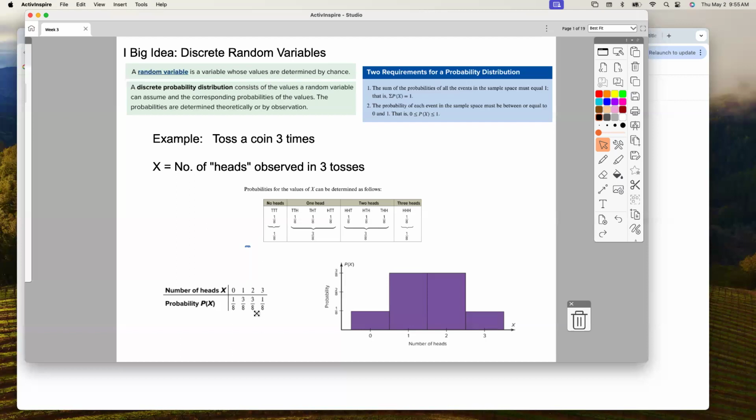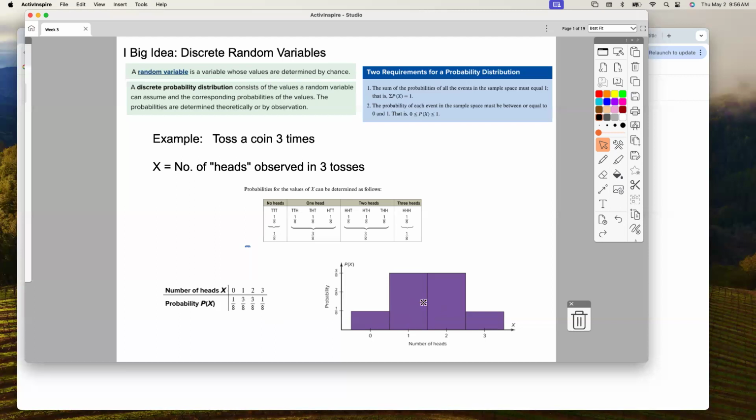And you can see all the probabilities are between 0 and 1. And if you add them all up, 1/8 plus 3/8 plus 3/8 plus 1/8, you're going to get them adding up to 1. So this does satisfy the definition of a discrete random variable and a discrete probability distribution.